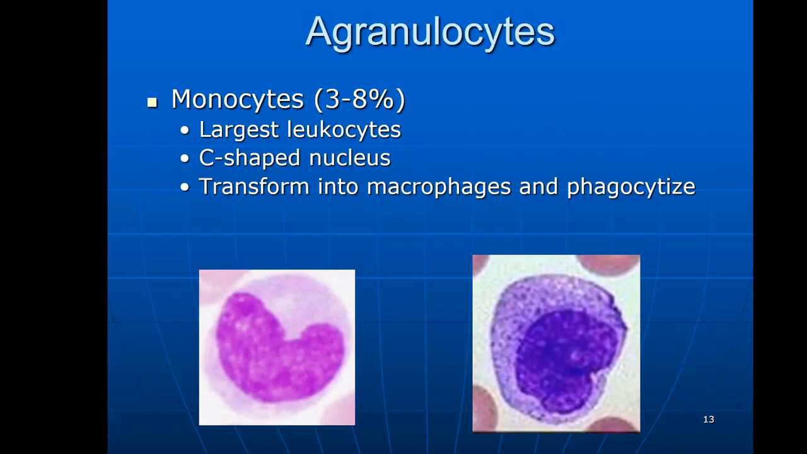All right, and the 2 agranulocytes, the first one is called monocytes. These are really easy to identify. They have a big C-shaped nucleus, and these are big cells. They're generally much bigger than the other white blood cells. And their function, they turn into macrophages and they go around phagocytizing things. So big C-shaped nucleus.